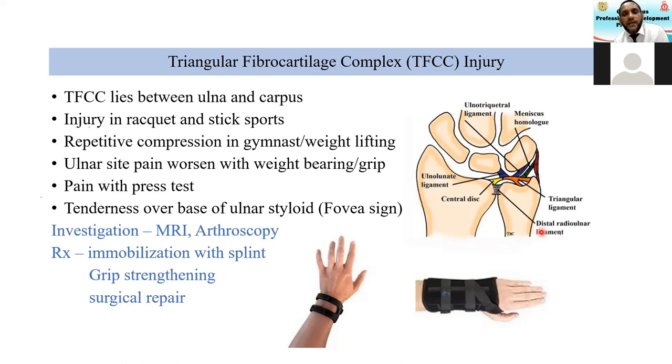Investigation of choice is an MRI and also arthroscopy. These are the gold standard for diagnosis of triangular fibrocartilage complex injuries. Treatment is immobilization with a splint. There are specific splints for TFCC available. The important thing is that immobilization can last from 4 weeks to 6 weeks, depending on the type of the injury, and then gradually strengthen the grip, and the definitive treatment is surgical repair.